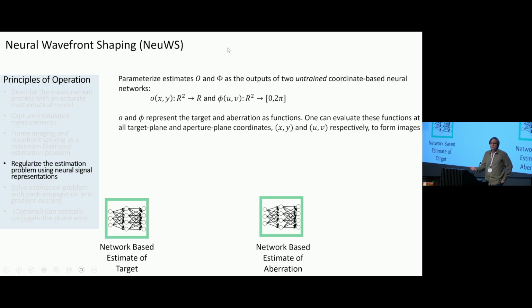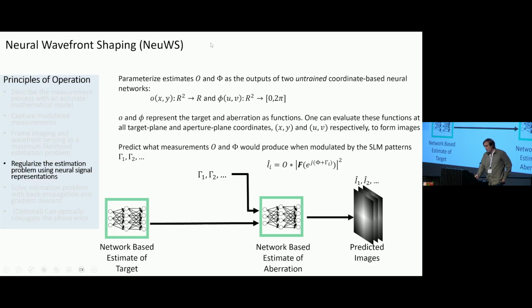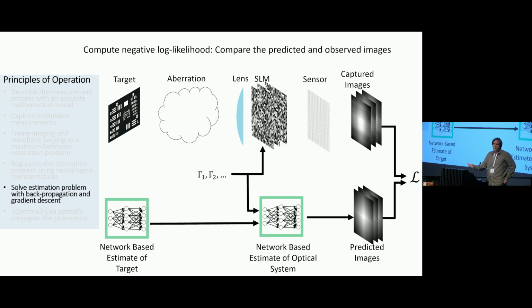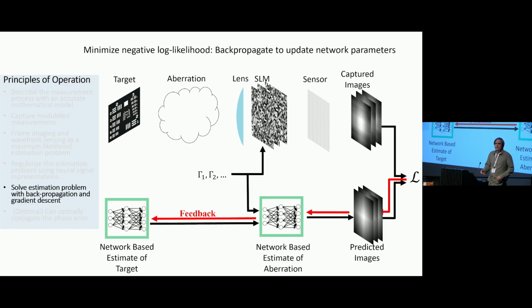So we parameterize our target and parameterize our aberration with these neural signal representations, and then take an analysis by synthesis approach, where we simulate, if this estimate of the aberration was correct, if this estimate of the target was correct, what measurements would we produce, compare that with what we actually got, compute the likelihood, and then backpropagate and update your estimate of the aberration and update your estimate of the target.